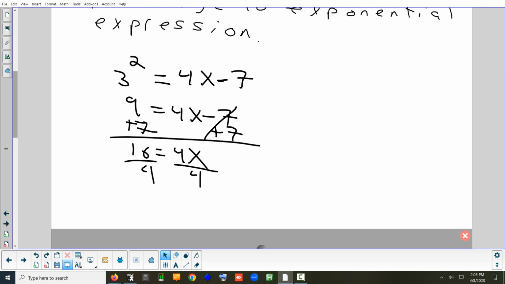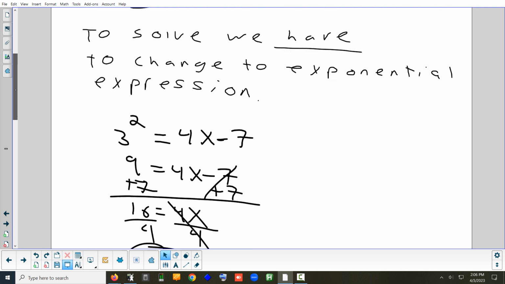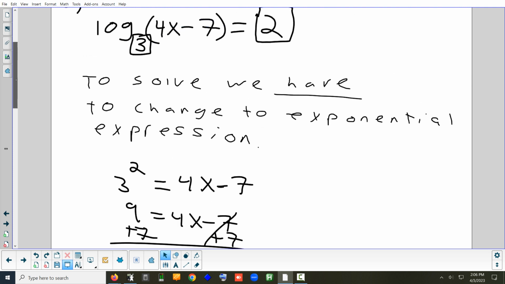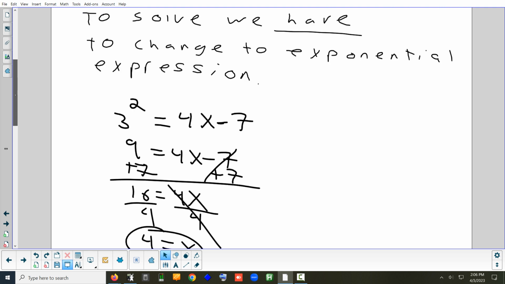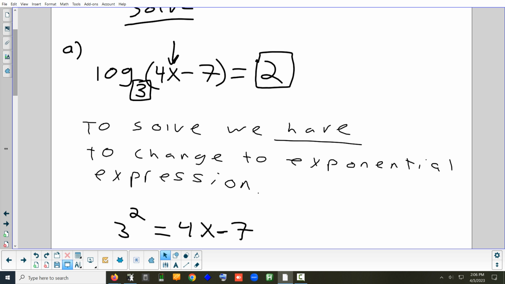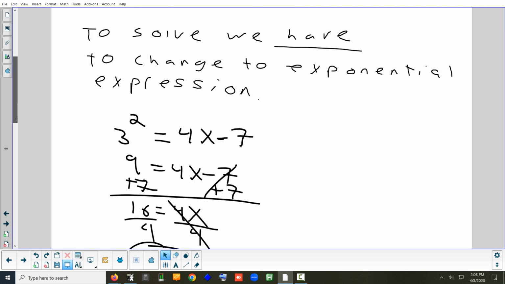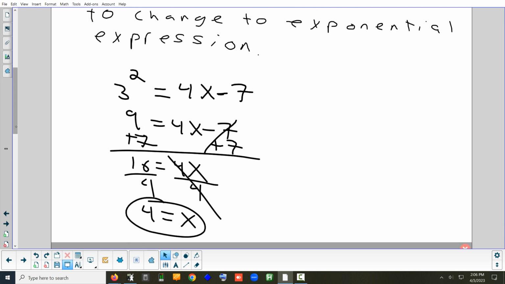So we divide each side by 4. 16 divided by 4 gives me 4. There you go. So once you change it from log into exponential, then it becomes really algebra 1 to solve. So in that case, we were solving for a variable that was inside the argument. So any questions on how we solved for a variable in the argument? Because now I'm going to move the variable to a different spot.